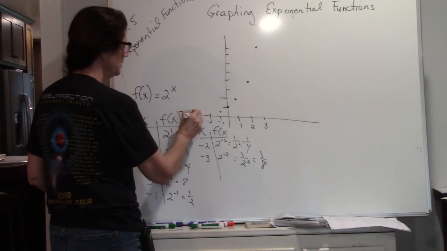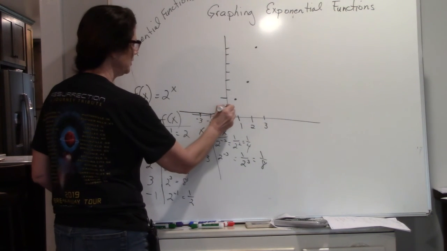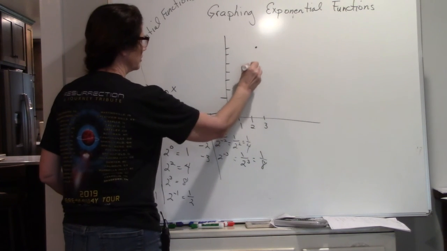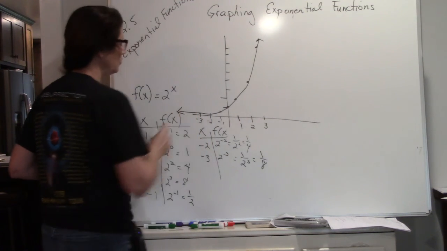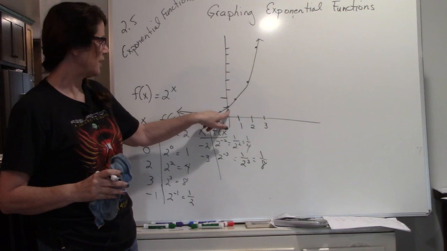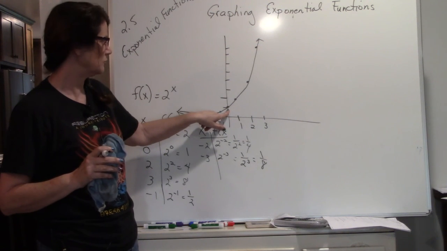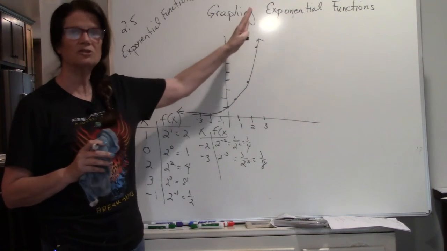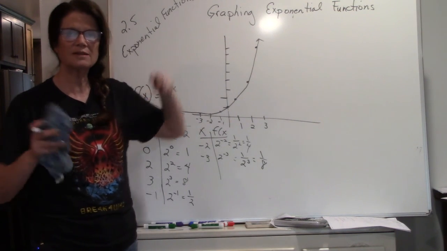So what you see is this exponential growth. And you can see that your graph just starts out slow. It crosses through 0, 1, and you'll find that they cross through 0, 1 quite often, and then it just continues to grow. Okay, and so that's how you're going to graph.